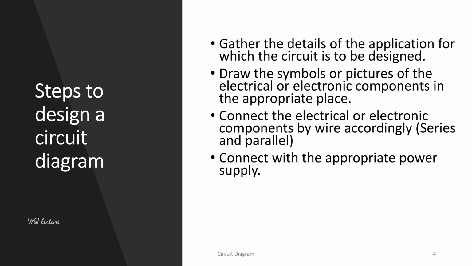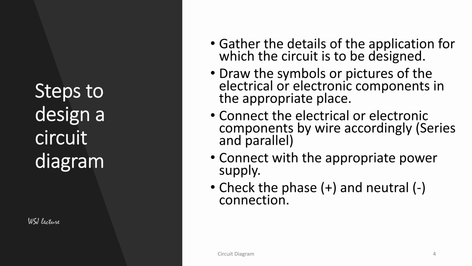The fourth step is connect with the appropriate power supply. Certain applications require DC supply and certain applications require AC supply. Based on the application, choose the correct power supply. The fifth step is check the phase and neutral connection. That is, verify the circuit whether you have connected all the leads correctly. The last step is ground the circuit. At last you have to ground the appropriate lead. These are the various steps followed in designing a circuit.